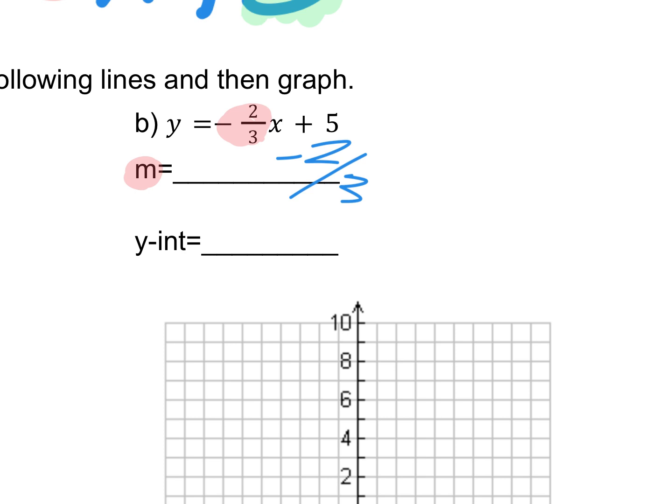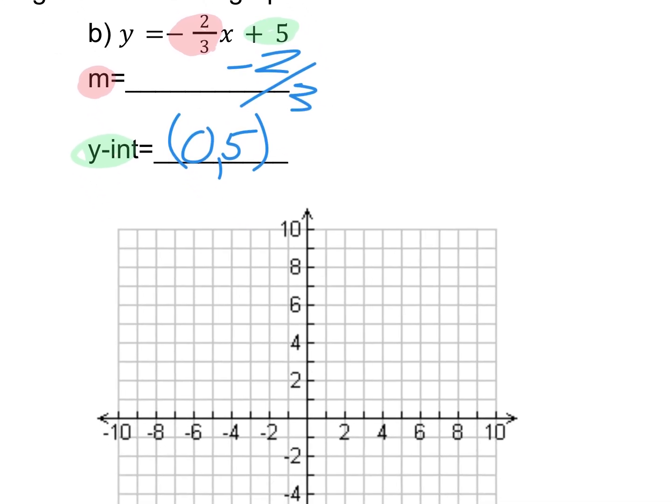And then our y-intercept. So our y-intercept is whatever this number at the very end of our equation is. So in this case, it is 5, but remember, we want to list it as an ordered pair. So we need those parentheses, and our x value is always 0 for the y-intercept. So now I have my information, let's graph it.